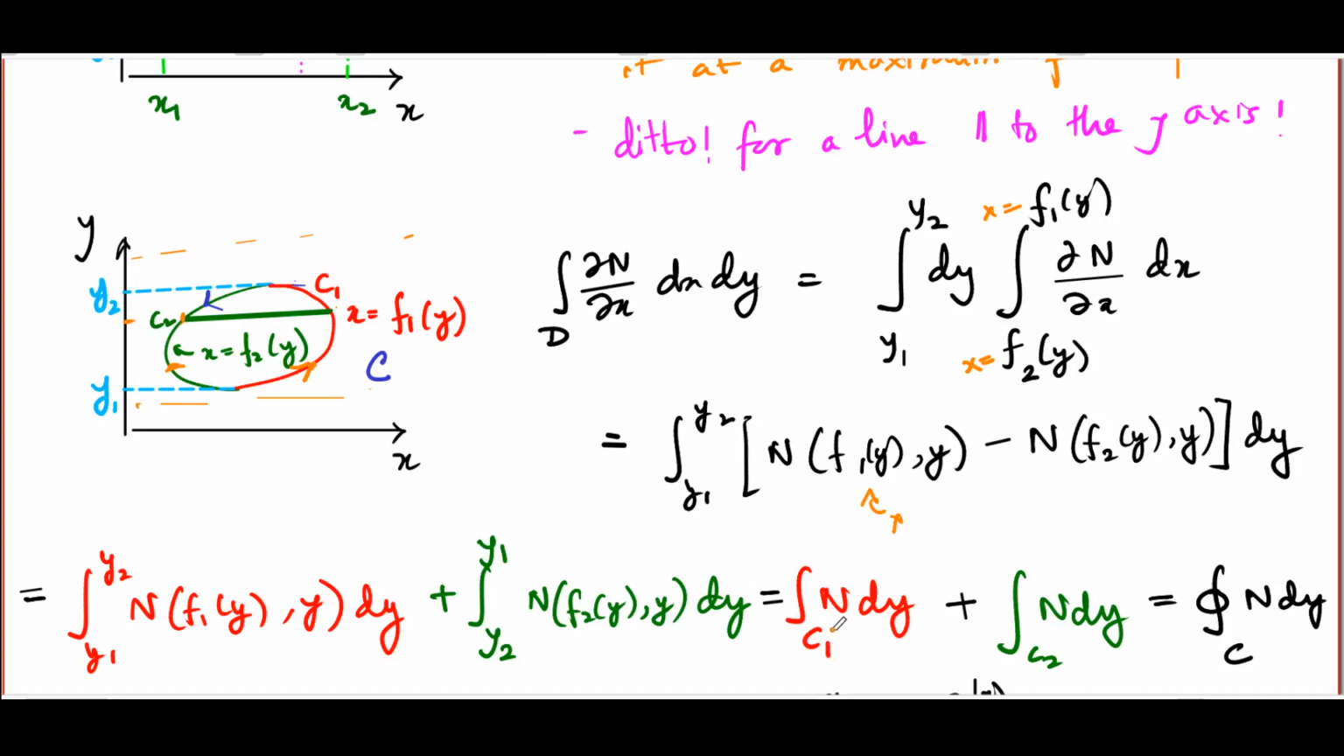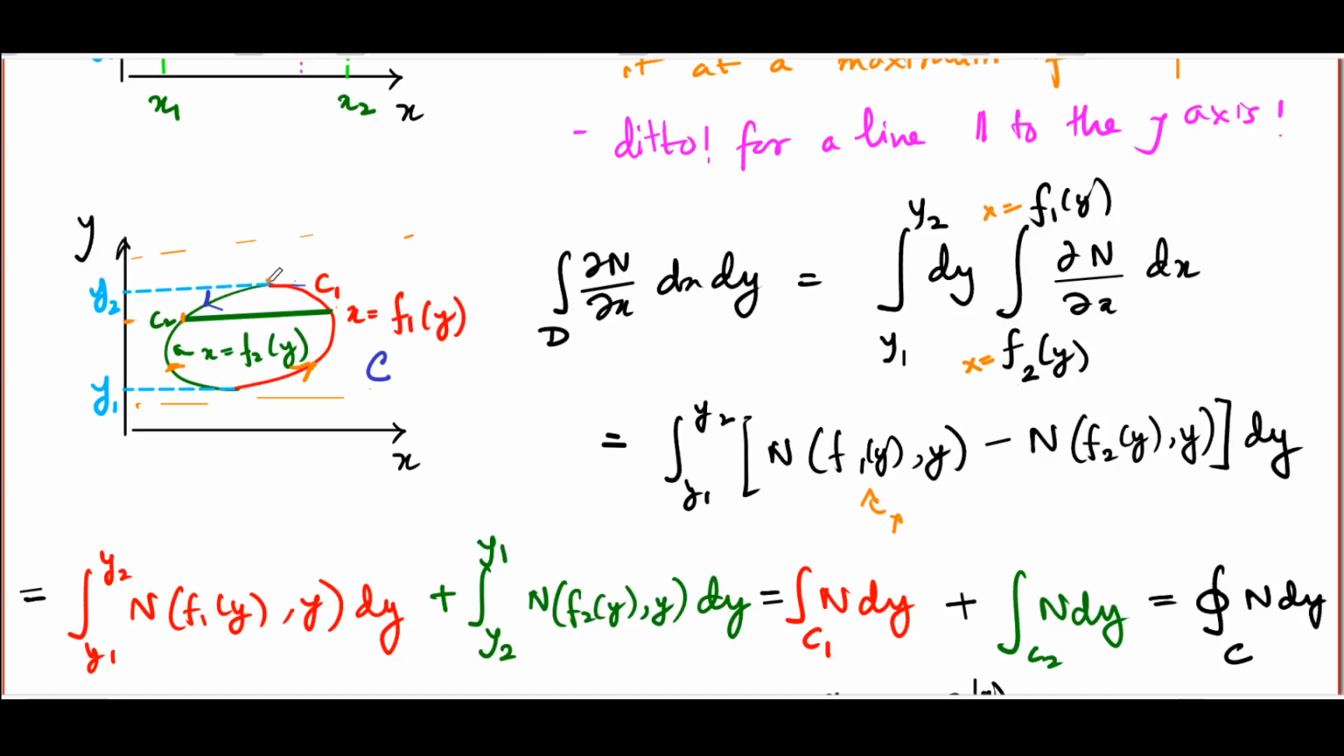What about the other part? The minus sign here is taken care of simply by switching the integration limits. The limits were y1 to y2, now they have become y2 to y1. And here x has been replaced by f2 of y. But notice that this is exactly what you do when you integrate n dy along this curve C2.